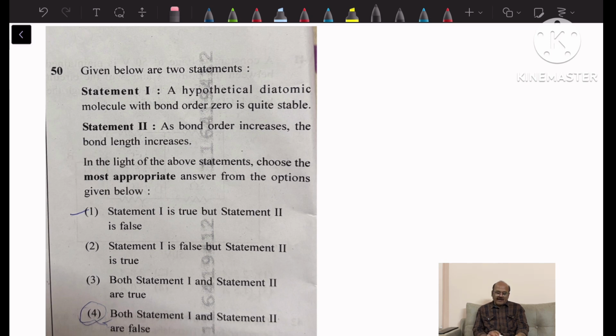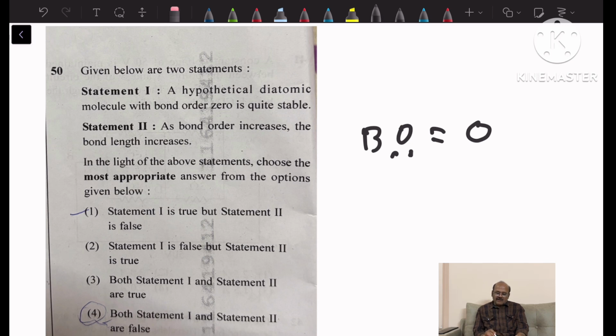A hypothetical diatomic molecule, hypothetical, it is not a fixed one, is there with bond order 0. You know very well, whenever the bond order is equal to 0, the compound does not exist. It is very clear. Even a dull student can say that if the bond order is 0, the molecule will not exist. It is not stable, so it is a totally false statement. One can understand.